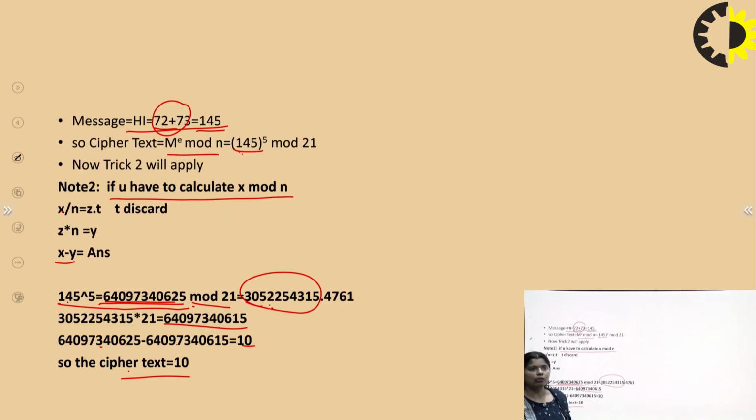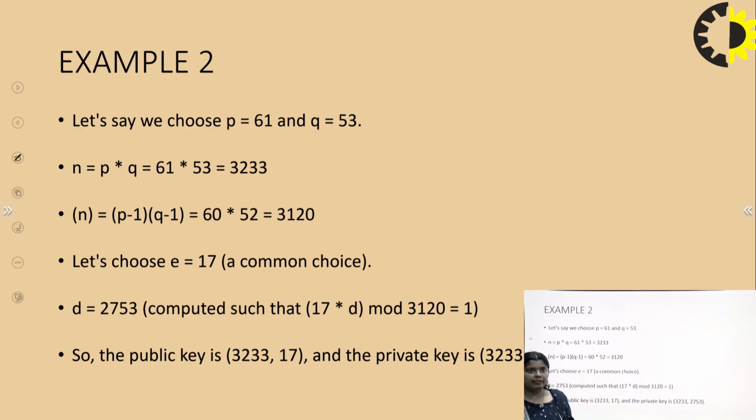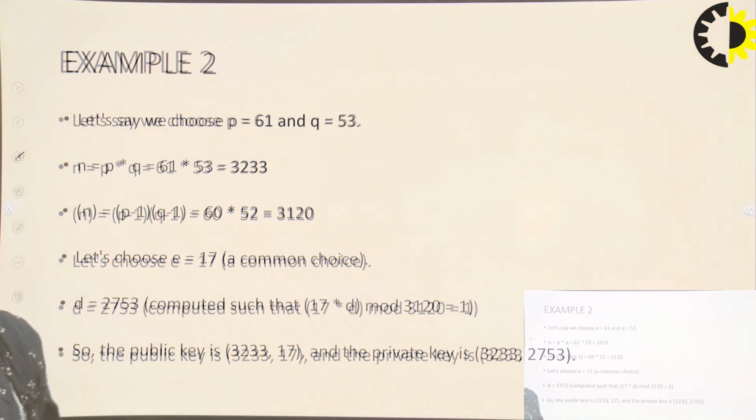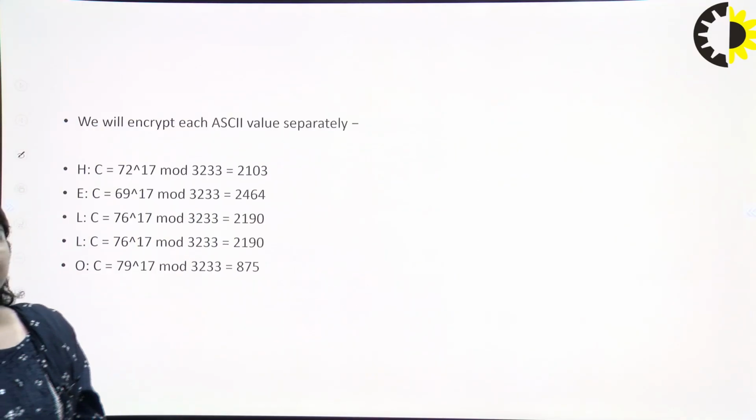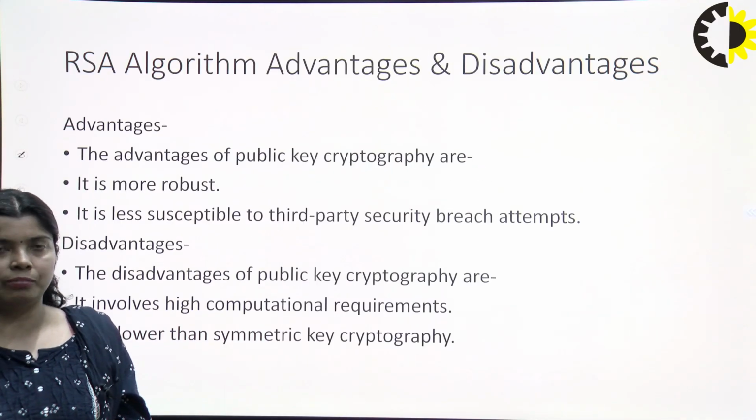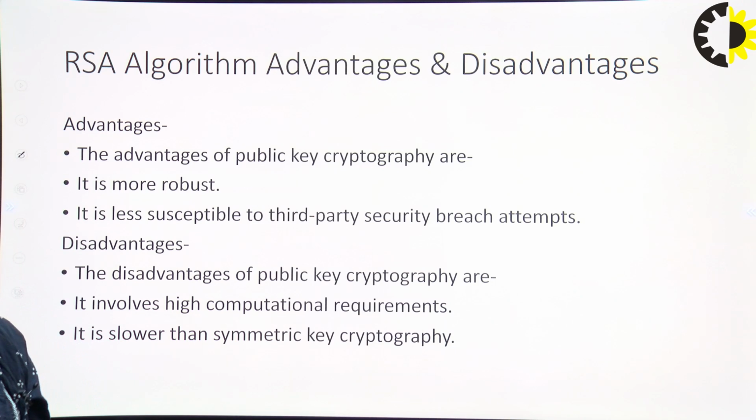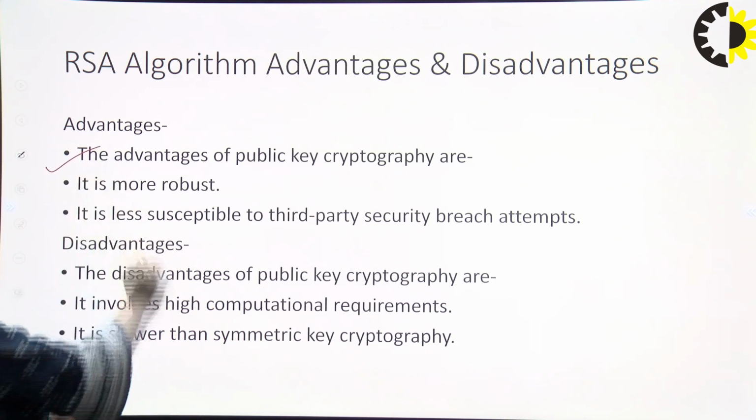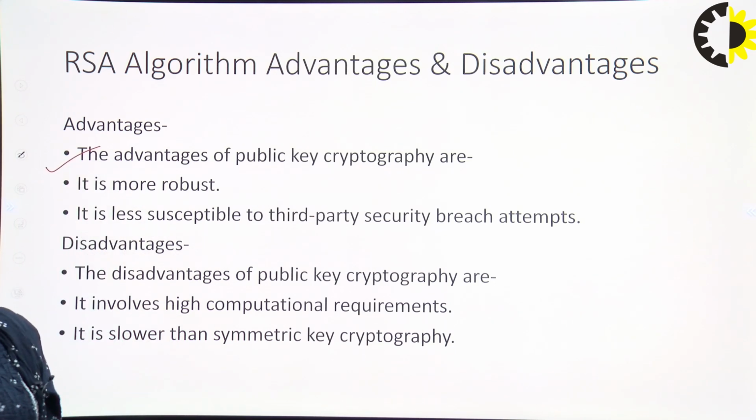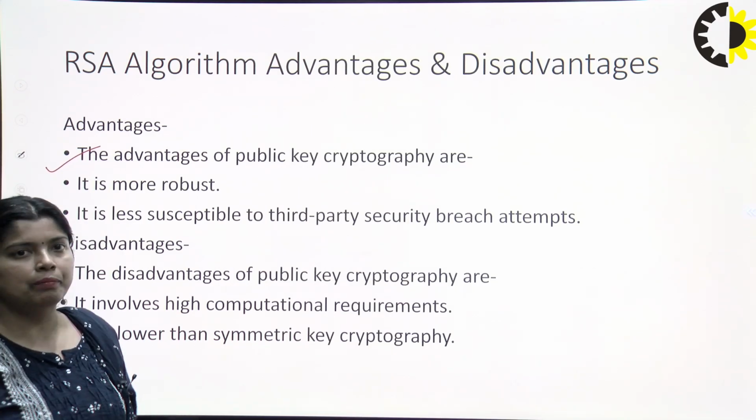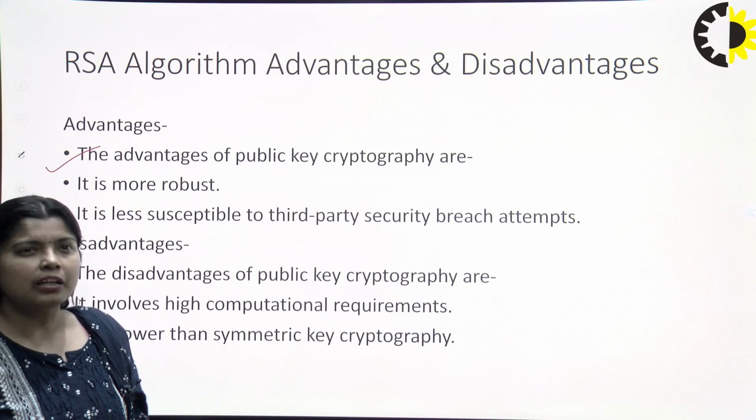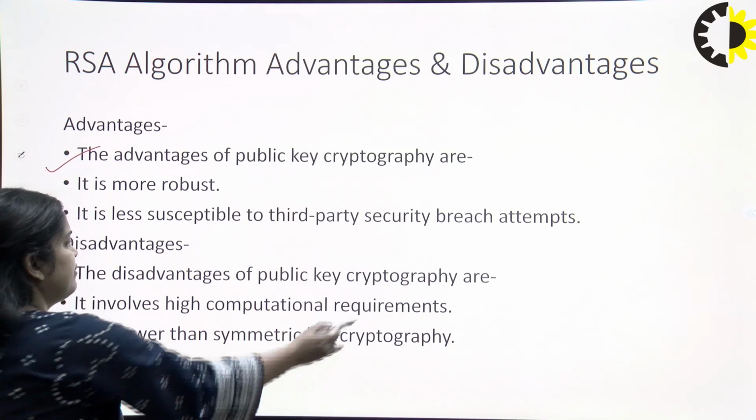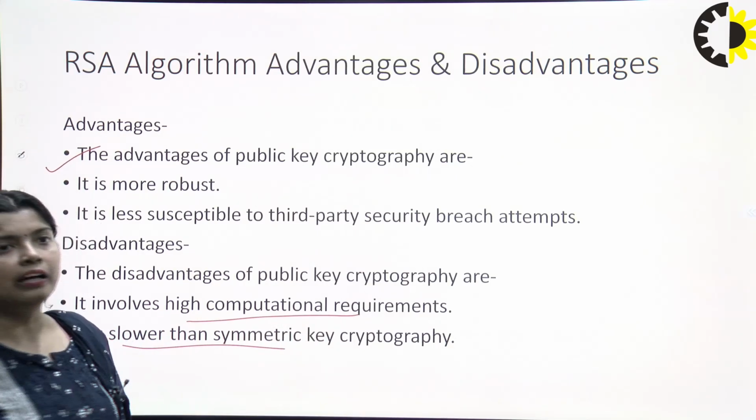Fine. So this is your overall RSA. With this particular example, you can see that the same procedure will be followed in encryption and decryption calculation. Now the main RSA advantages and disadvantages. The main advantage of public key cryptography is that it is very robust and less susceptible. But the disadvantage is that the computational requirement is high, and it is slower than symmetric key.